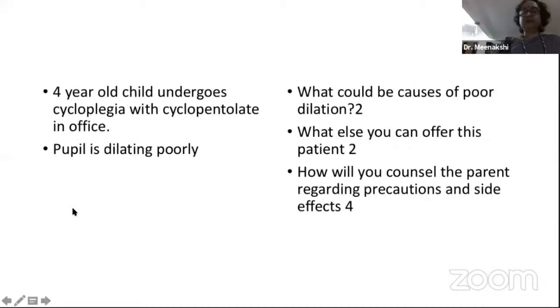Yes, please read. A four-year-old child undergoes cycloplegia with cyclopentolate in office. Pupil dilating poorly. What could be the cause of poor dilatation? 2 marks. What else can you offer this patient? 2 marks. How will you counsel the patient regarding precautions and side effects? 4 marks. Okay. Sure. Yes, ma'am. Go ahead and answer.